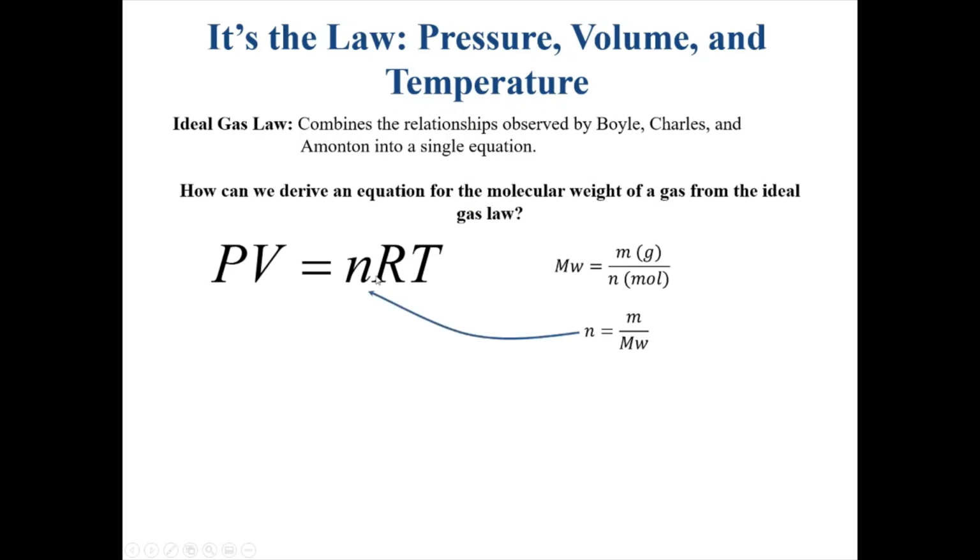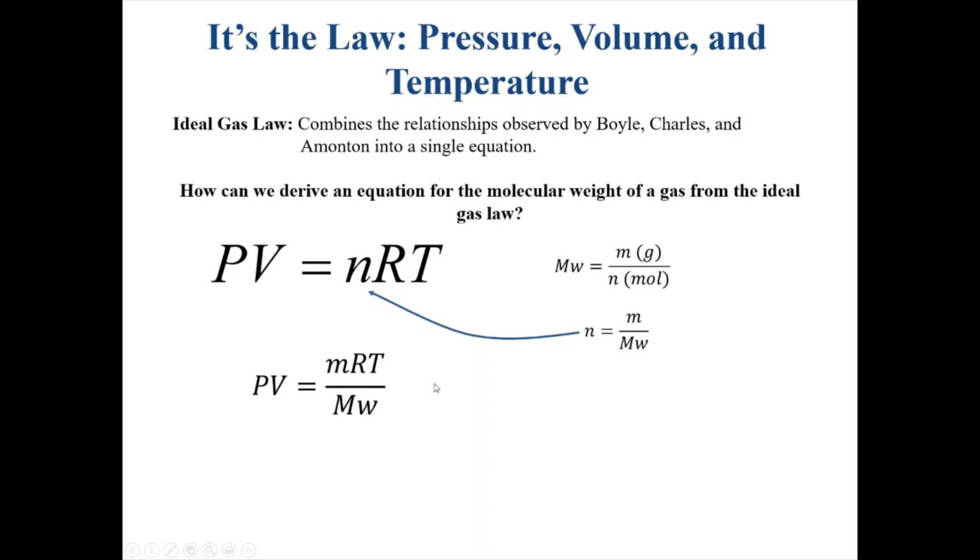So because we have an n over here, if we reorganize this equation where we basically put n on the left and we put molecular weight on the right, so we get mass over molecular weight is equal to n, we can then plug that in for the n and get an equation that looks like this. PV equals mRT over the molecular weight.